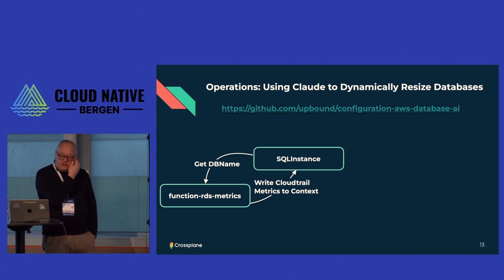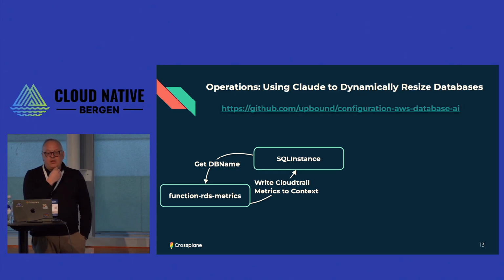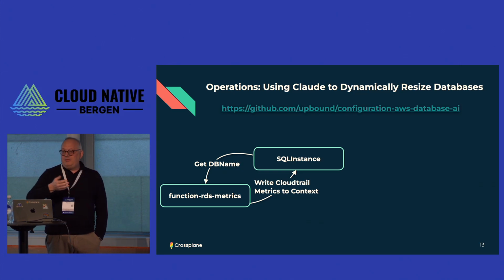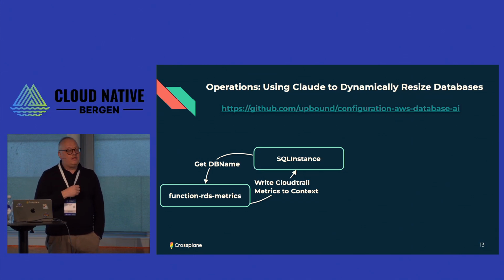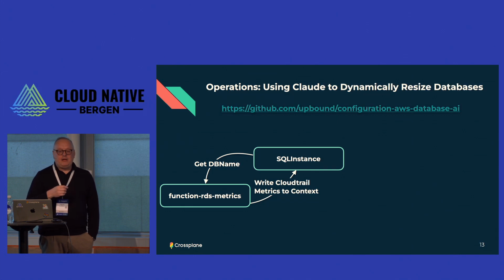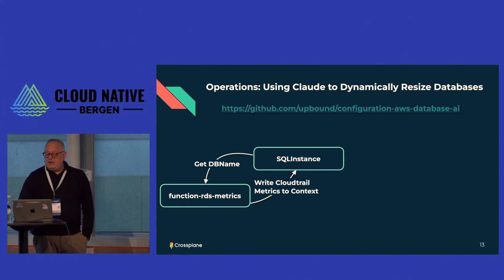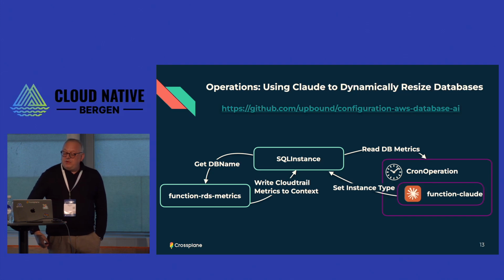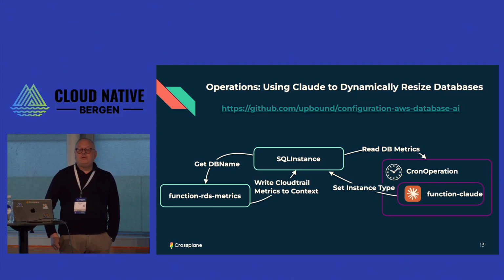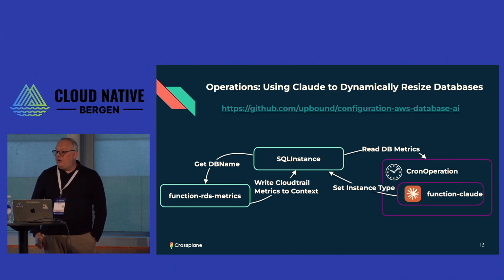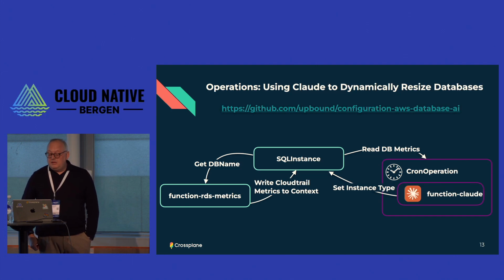He wrote a function called RDS metrics. So what this does is this runs, and when it runs, it fetches all the databases. So you label your databases of who you want to collect metrics for, and you say what metrics. This function will run, and then it'll populate the status of that SQL instance with the CloudWatch metrics for that database. And then what he does, he runs a cron operation and uses function Claude. So basically, Claude is invoked. It looks at the status of the metrics, and then it decides whether this database should be sized or not.